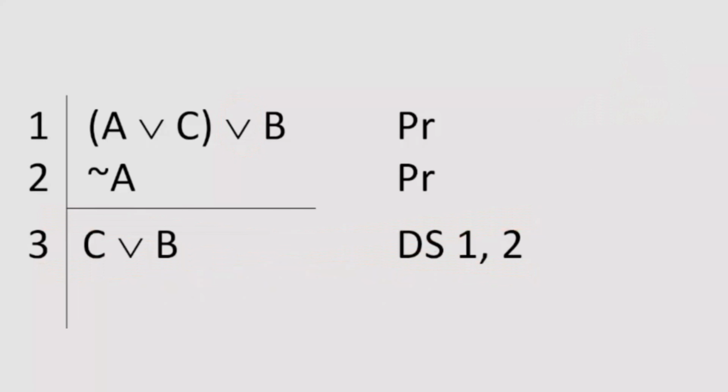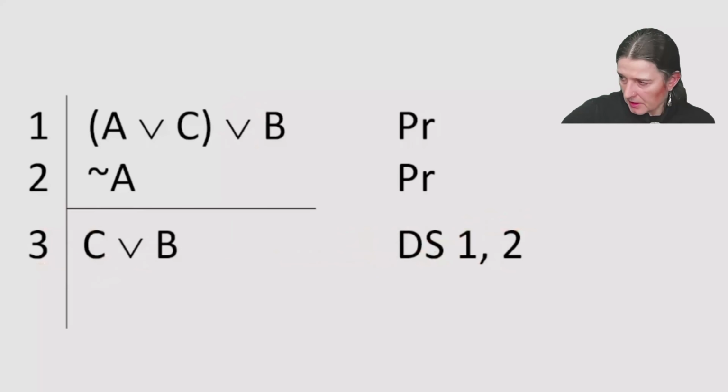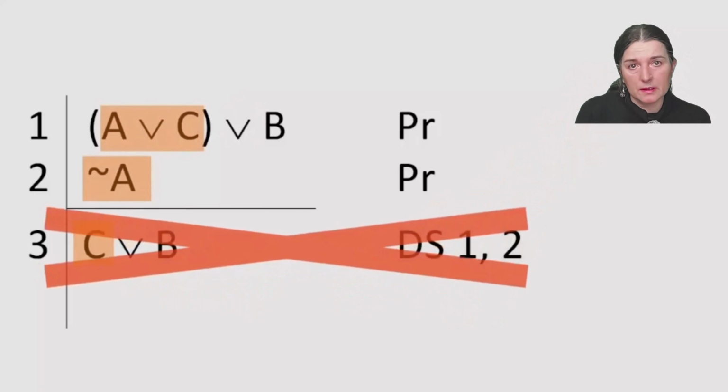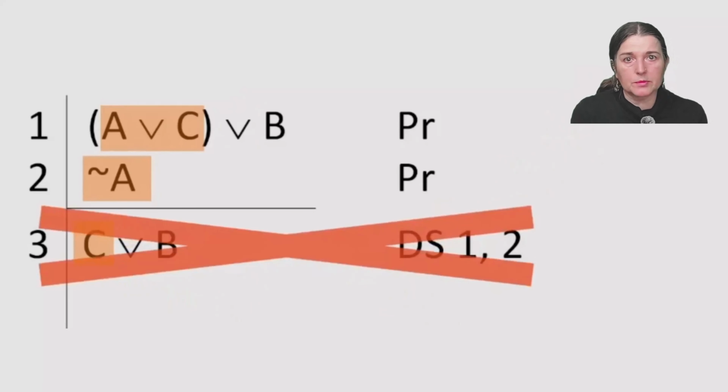Could we now apply disjunctive syllogism? If you look carefully, what happens here is that disjunctive syllogism is applied to a component. The disjunction must stand on its own line, but we're talking about not just any disjunction, we're talking about the disjunction to which the disjunctive syllogism is being applied. So once again, we can't apply disjunctive syllogism in this way.